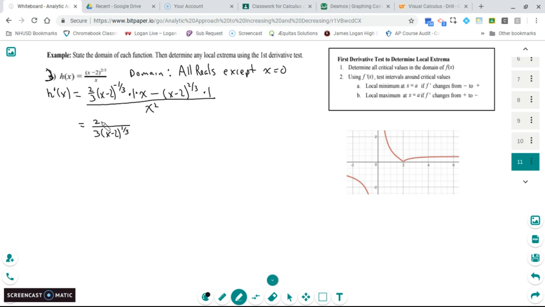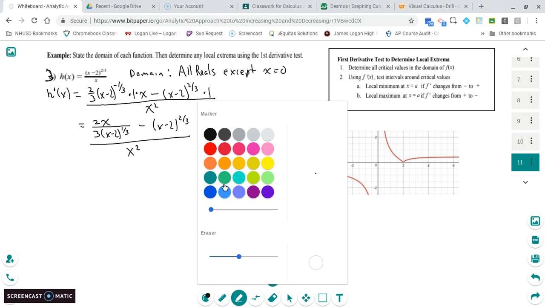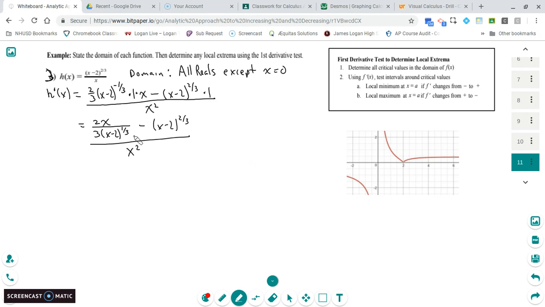And then multiplying by x, so this is 2x, and then minus x minus 2 to the 2/3. And then we're dividing by x squared. Okay, so complex fraction, so I multiply by the common denominator, which happens to be 3 times the quantity x minus 2 to the 1/3. So 3 times x minus 2 to the 1/3, and then same thing in the denominator, 3 times x minus 2 to the 1/3.